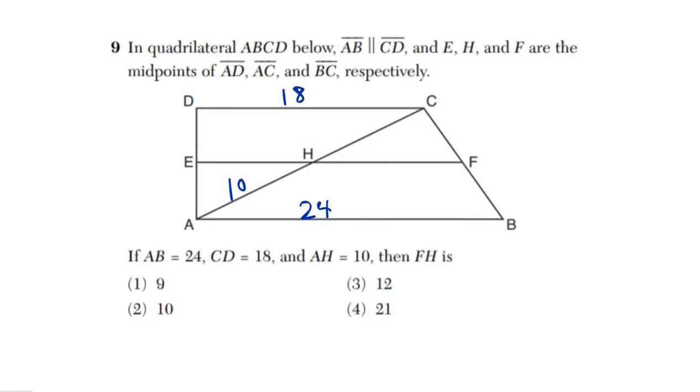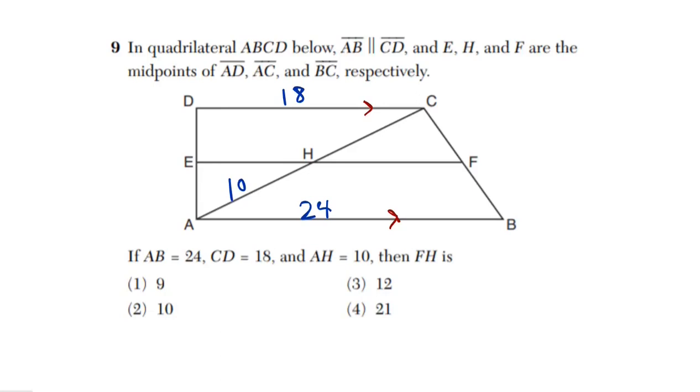So for number 9, we've got a quadrilateral below, and they tell us that these two line segments are parallel. As you know, I always recommend you mark those if they give you a diagram. And they tell us these are really important right here: E, H, and F are the midpoints of AD, AC, and BC. So I'm going to mark these.